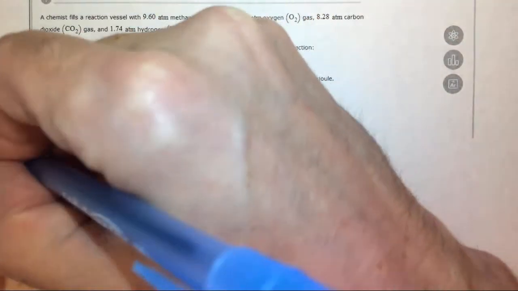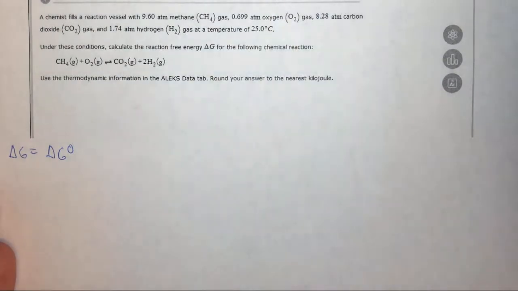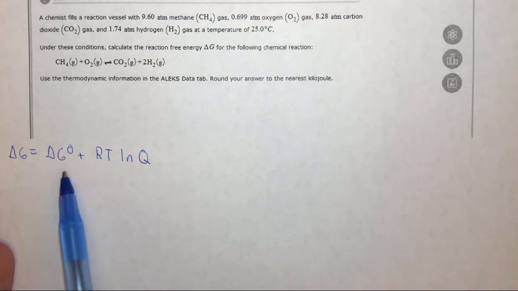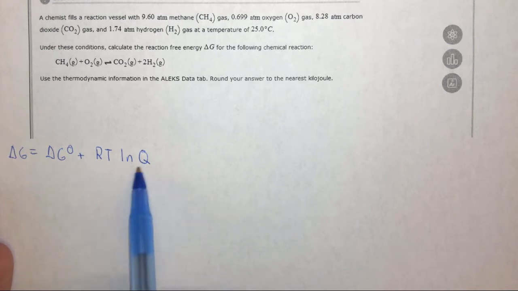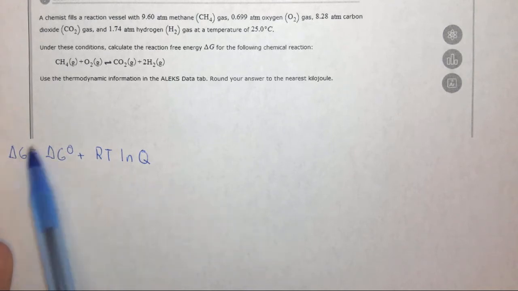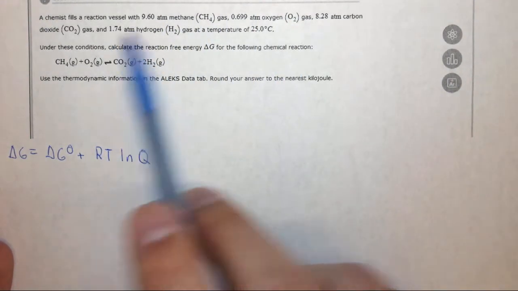The first thing is we need to realize that delta G is equal to delta G naught under standard conditions plus RT ln Q. And in this case, we can look at Q as the current conditions. So this is going to be products over reactants, and it's going to be under current conditions as opposed to under standard conditions. So this is how we relate the standard change in free energy with the non-standard under these current conditions of the pressures of these different gases.